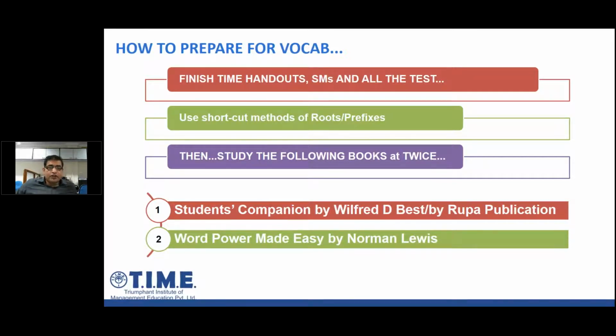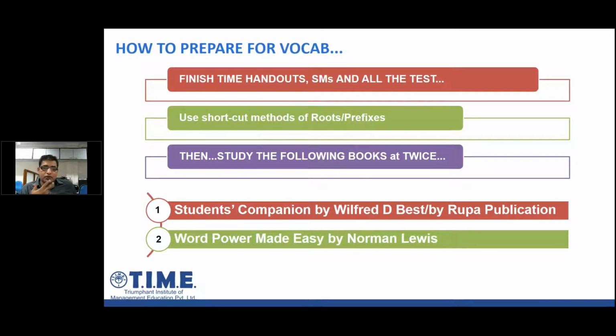The first one is Students' Companion by Wilfred D. Best. Now the original author of this book is Wilfred D. Best. However, this is a very great book, and it is almost always out of stock. In case you don't get it, then you go to another book by Rupa Publication, same name, Students' Companion by Rupa Publication. So if you get Wilfred D. Best, well and good. Otherwise, the Rupa Publication book is also available.